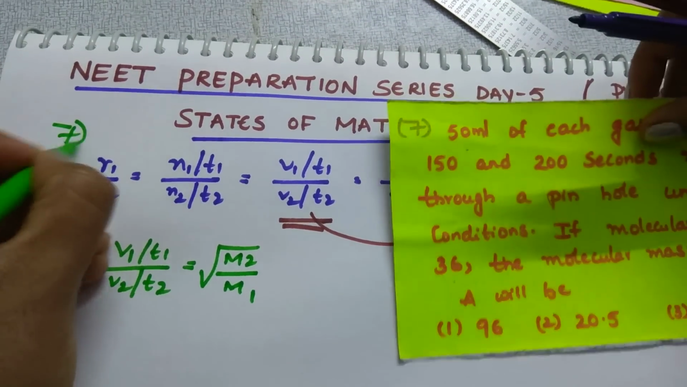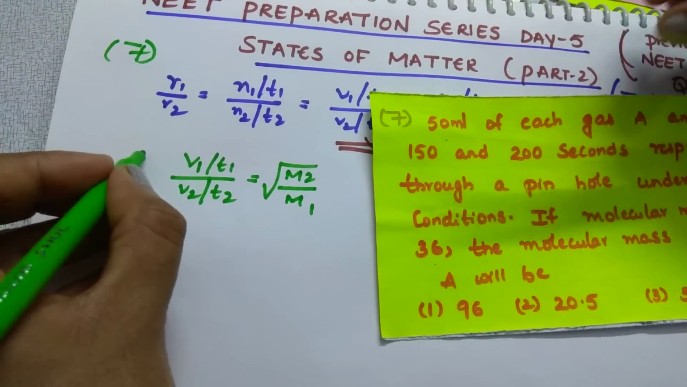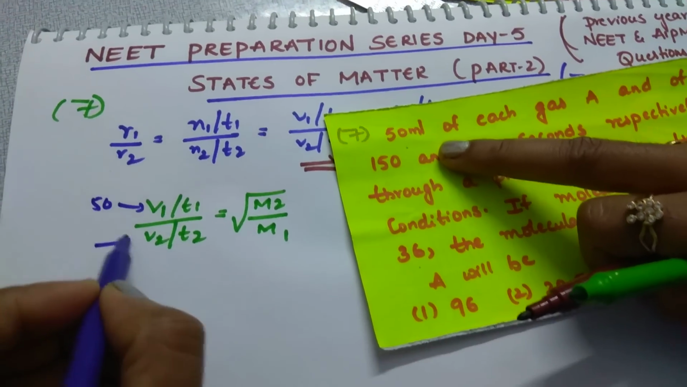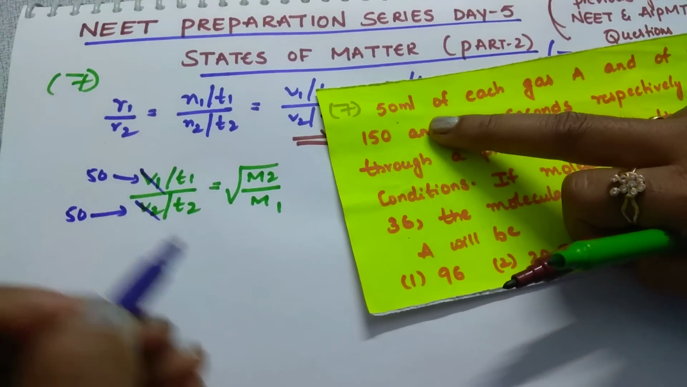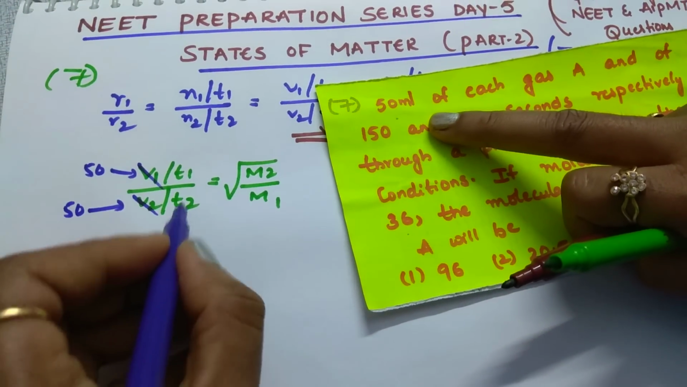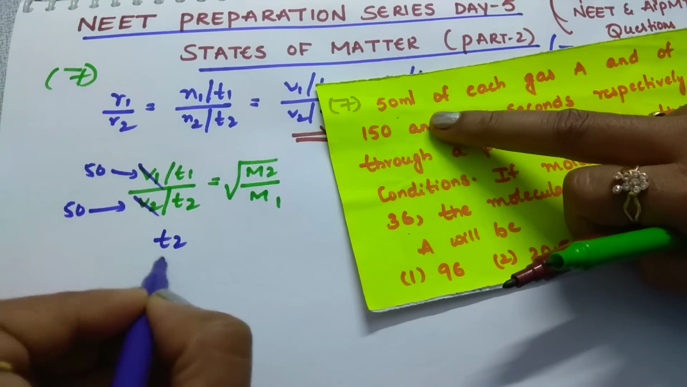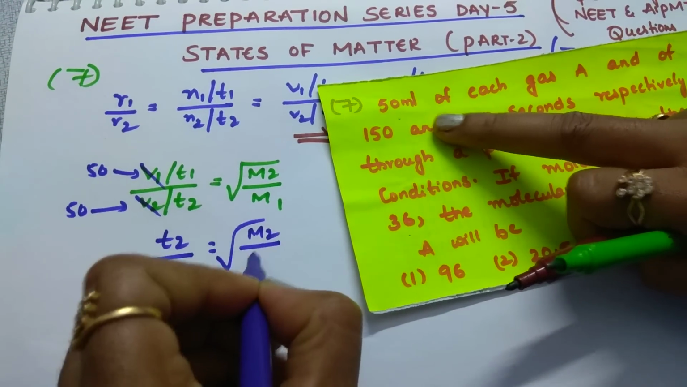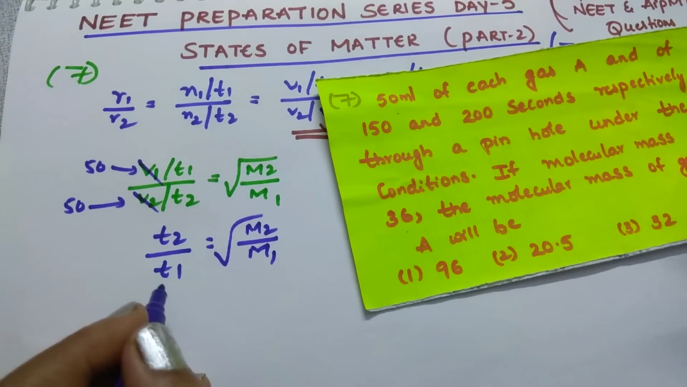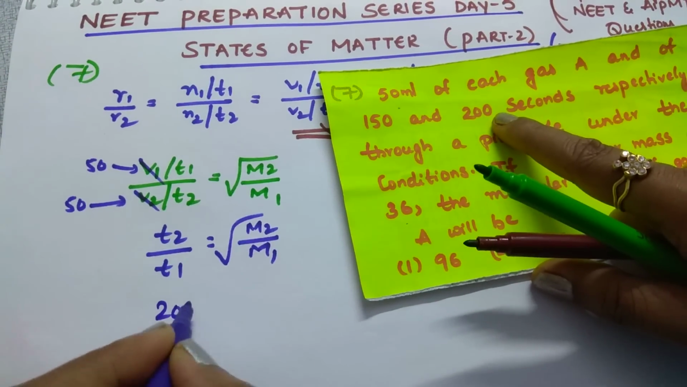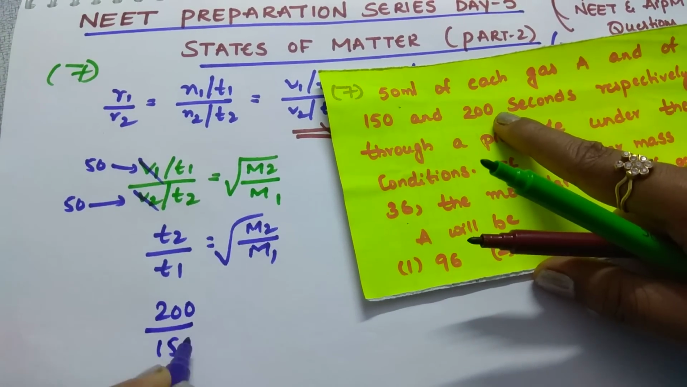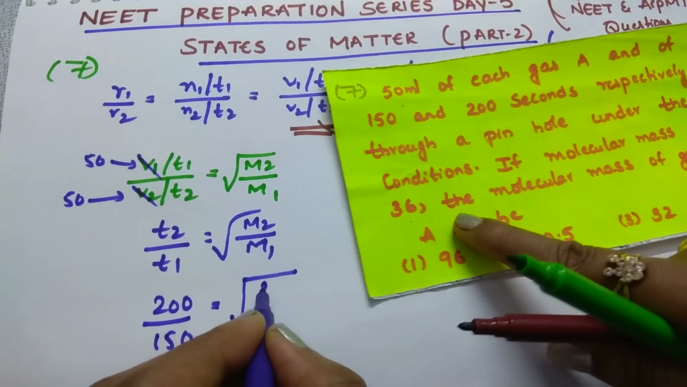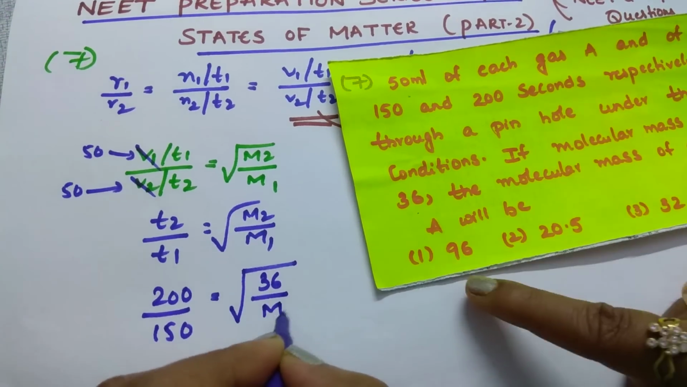Question number 7. Then what is V1? V1 is given as 50 ml, V2 is also given as 50 ml, so you can cancel directly here. It is left as t2 by t1, which is equal to square root of M2 by M1. What is t2 in the question? Time 200 seconds, t1 150 seconds. Square root of M2, the molecular mass of gas B, is 36, by M1.